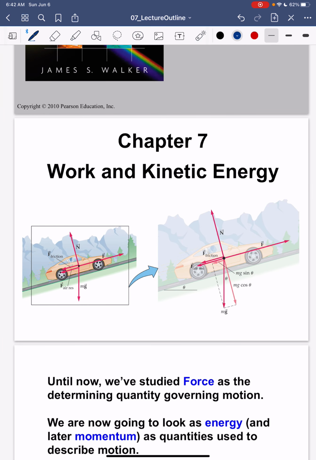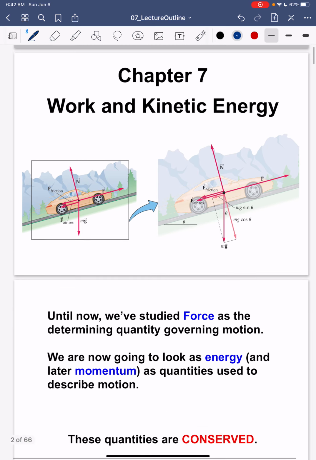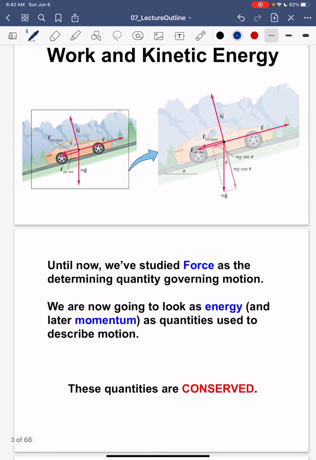This is one physical quantity, and the other one is kinetic energy. What I will talk about today are all scalars, which is going to make it maybe a little bit easier. Now, we have studied in the previous chapters the force, and how force is changing the motion and how force is determining the quantity that is going to govern the motion.